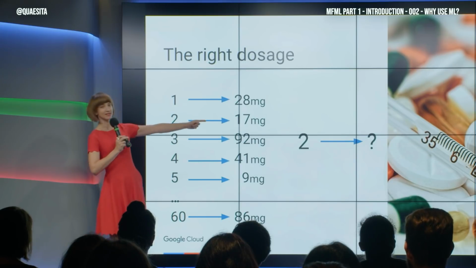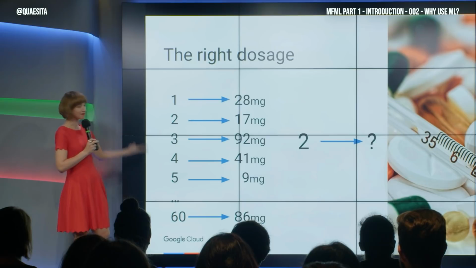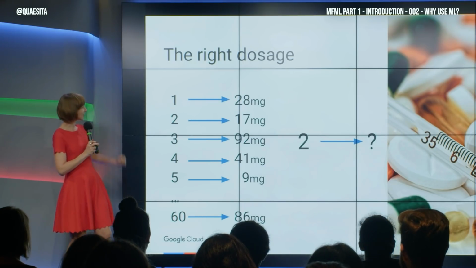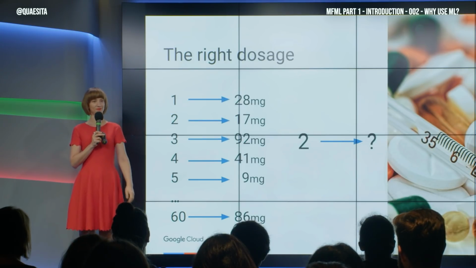So, it is day 2. How many milligrams do we give the patient? 17. Day 4. 41. Day 2 again. 17. Would you use machine learning to solve this problem?